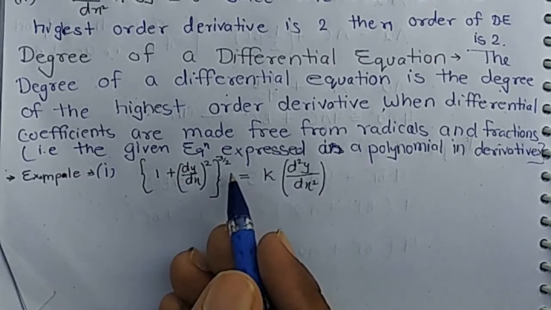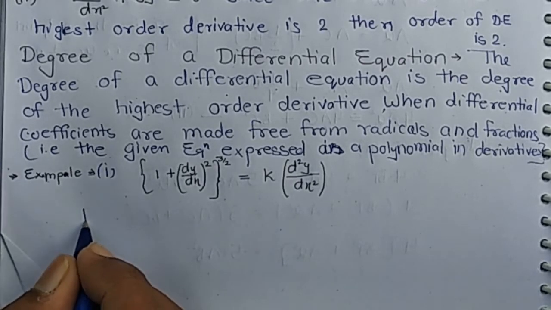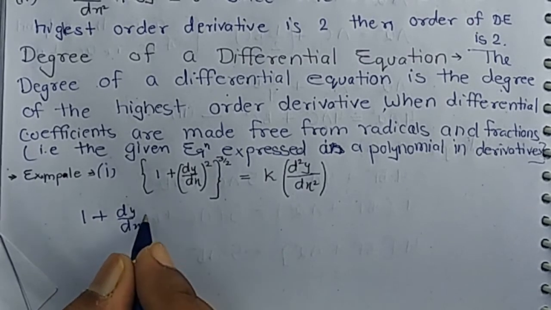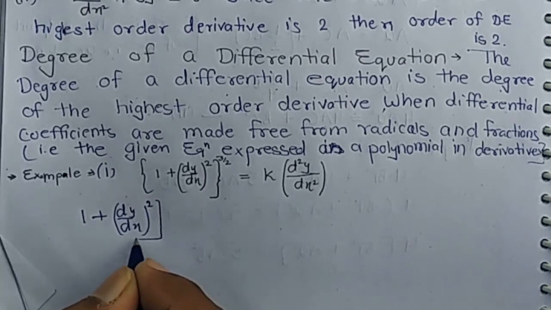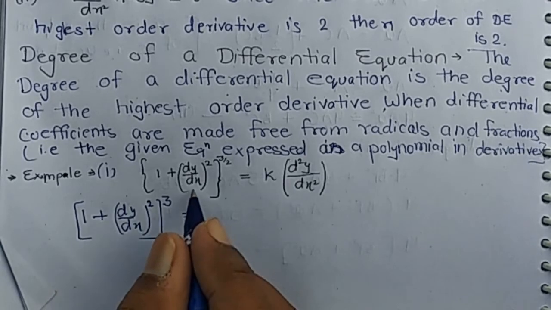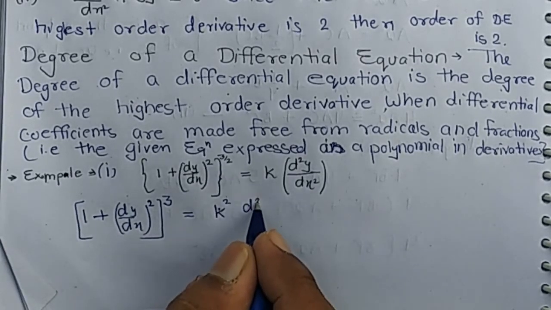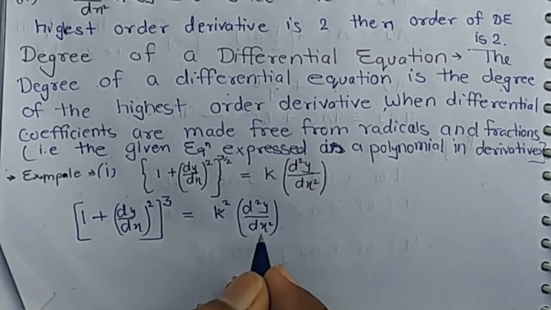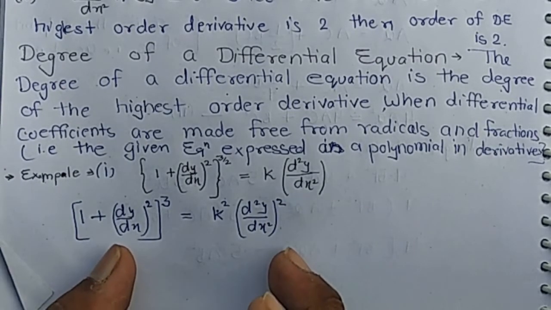For it, squaring both sides, we have 1 plus dy by dx square equal, no, it is free from radical or fraction.